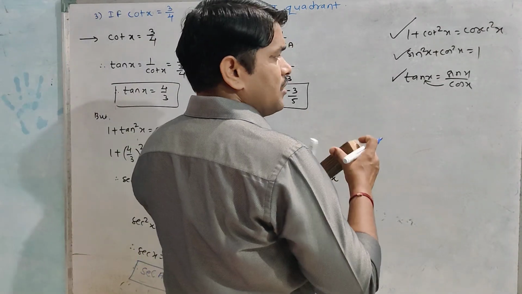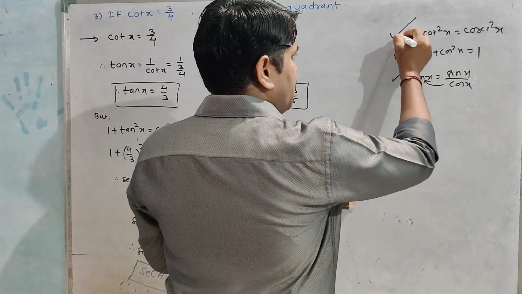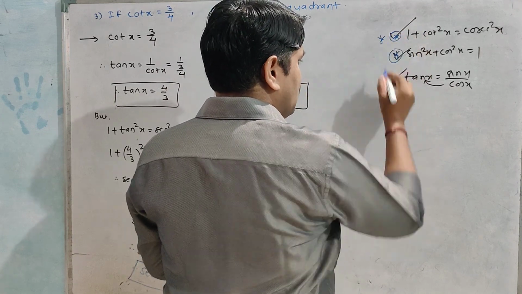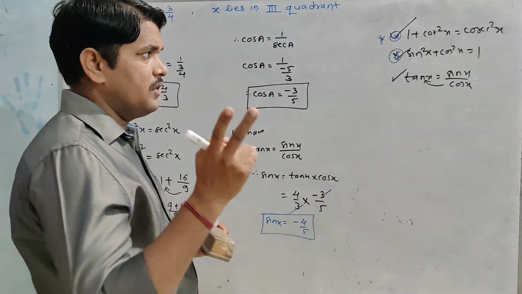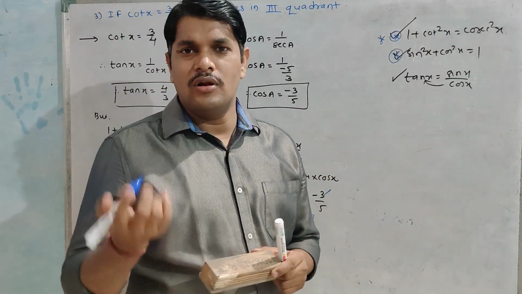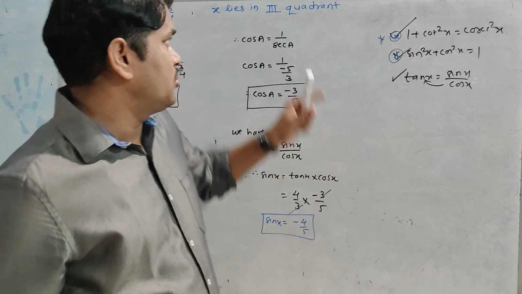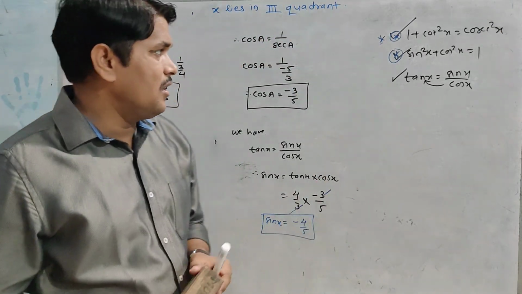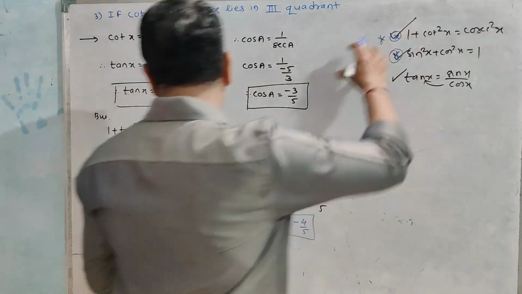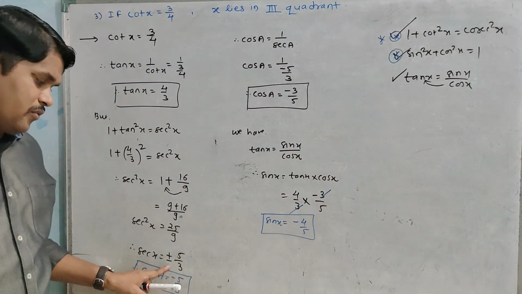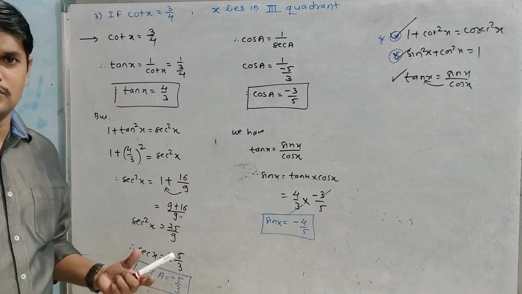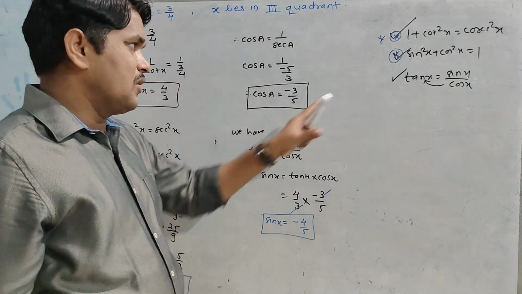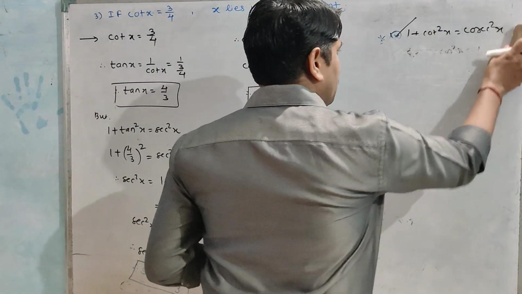Use whichever method you like. But if you are using identities, you get two values of that x, either plus or minus. Then use the given condition to get the proper sign. So if you use identities, you will get two values, plus or minus, then use the condition. Remember this, otherwise solve with the simple method.